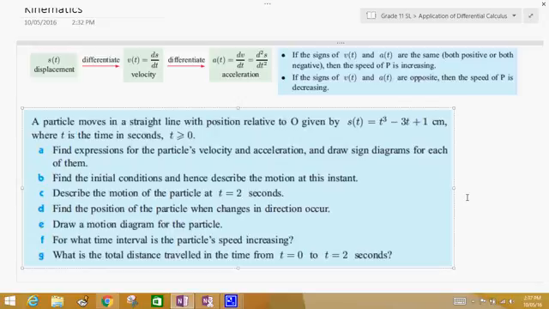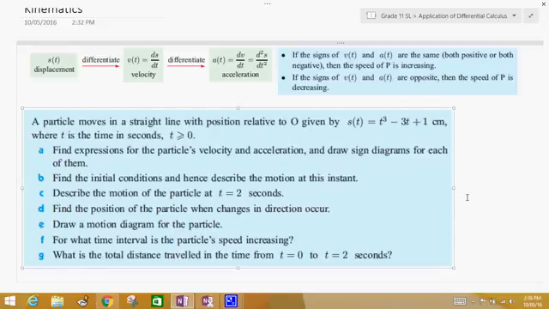Velocity is different than speed. Speed is always positive. It doesn't matter which way you're going. If you're moving, you have a positive speed. But velocity is positive one way, but negative the other way. Right? A couple other things. If the sign of the velocity and the acceleration are the same, then that means that the speed of the particle is increasing. And if the sign of velocity and acceleration are opposite, then the speed is decreasing.